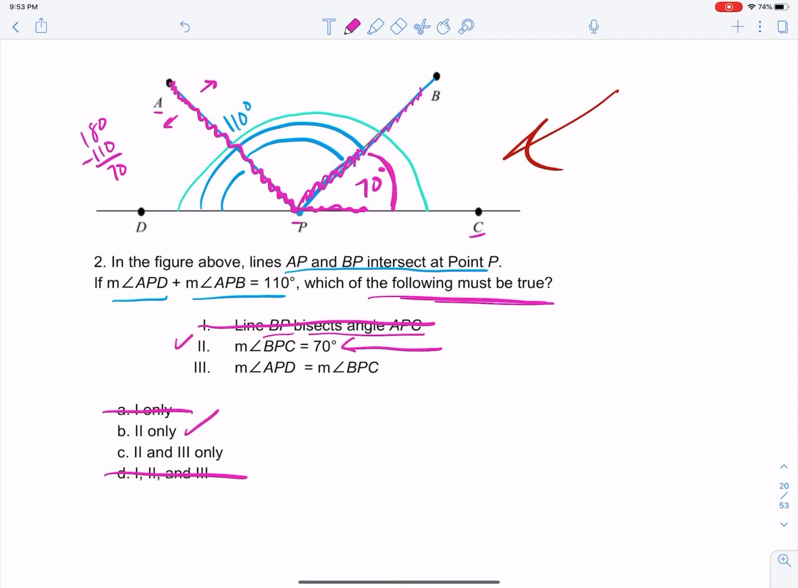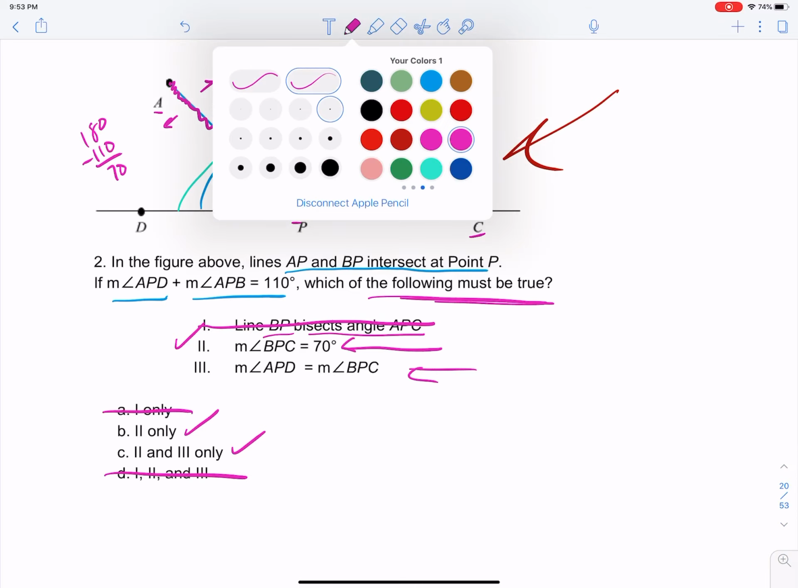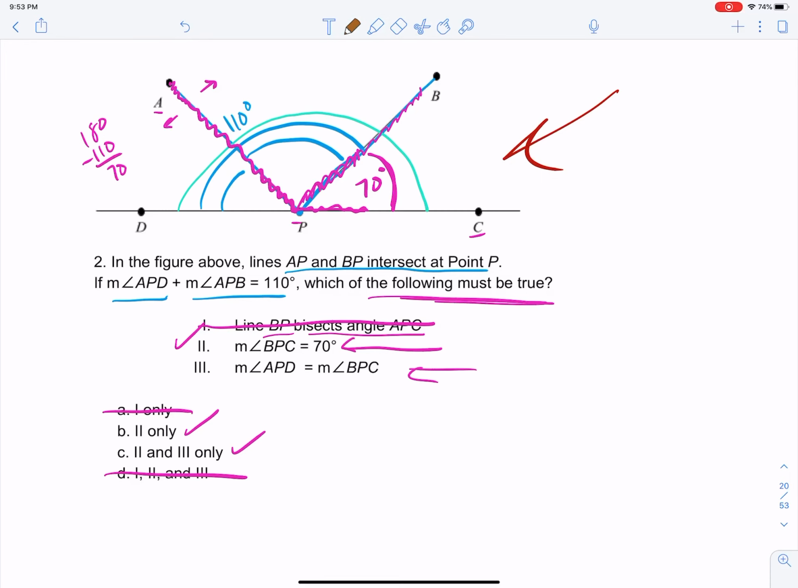We know 2 is true. Okay. So it's got to be one of those. And then number 3, measure of angle APD is equal to the measure of angle BPC. So APD, okay, is equal to BPC. The thing is, again, they could be equal, but they're not definitely equal.